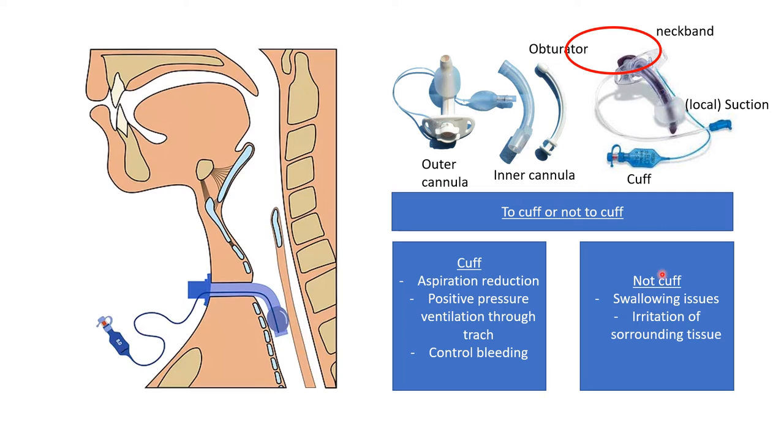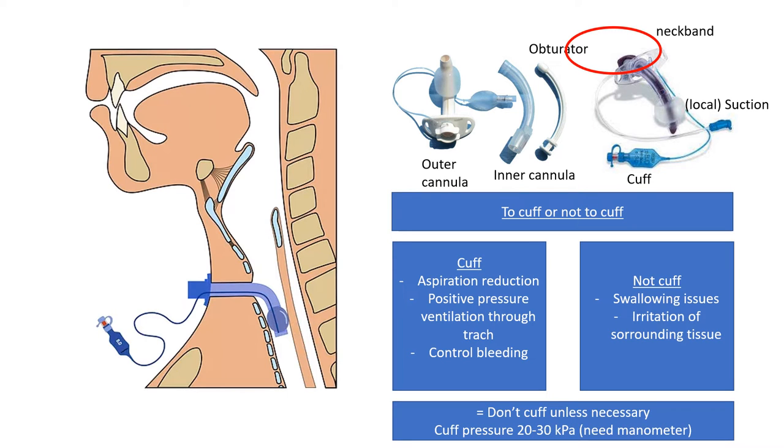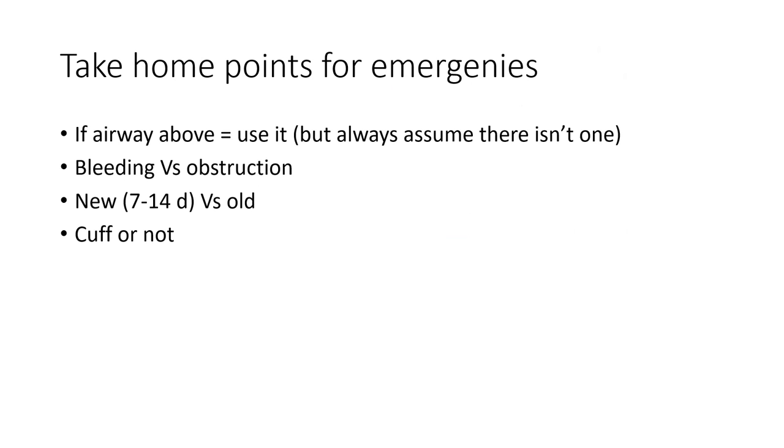The reasons why we don't cuff as a default are stated here. There are others as well, but these are the main ones. And if you want to cuff, then you should cuff with 20 to 30 kilopascals. You might need a manometer for this to be exact, and if you don't have a manometer, you'll try to feel this device here to assess whether it's cuffed enough. You will cuff with air as with a normal intubation tube.